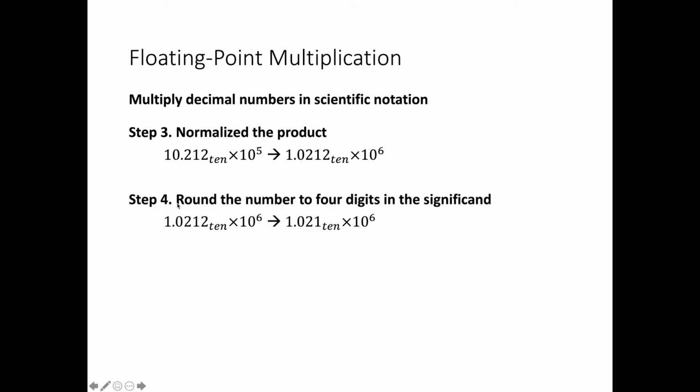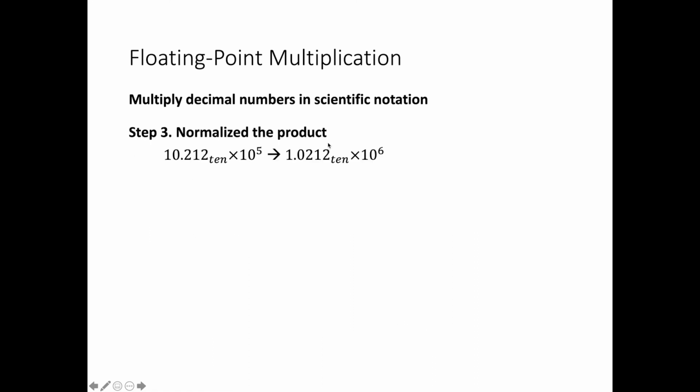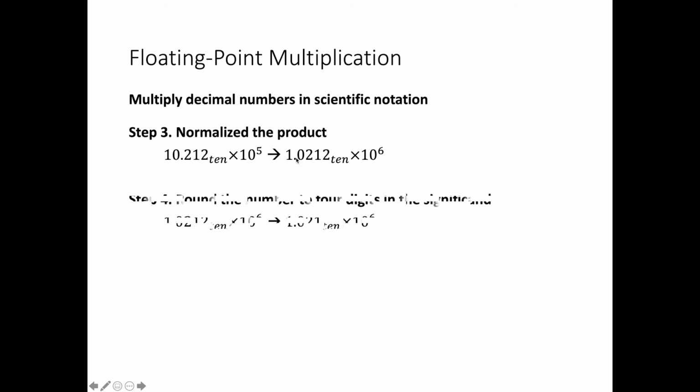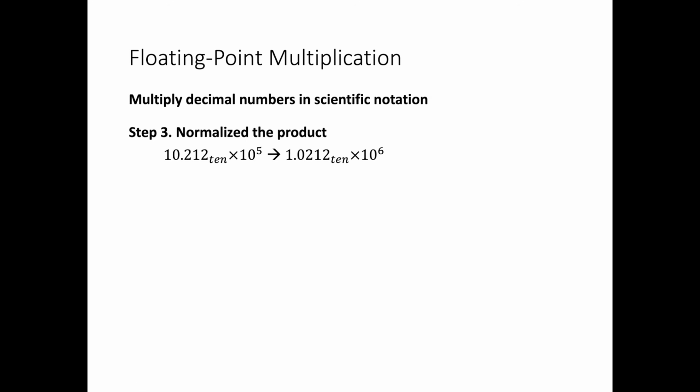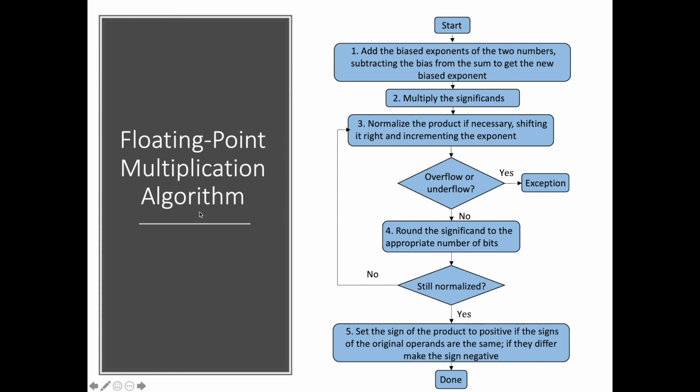And in the end, we should round the number to 4 digits in the significand, because in the beginning of this question, we assumed 3 digits to the right of this decimal point. So we only allow 3 digits to the right of this decimal point. Then we round this number, and in the end, we get this final result, which is 1.021 times 10 to the power 6. So based on those procedures, we can talk about the floating point multiplication algorithm.